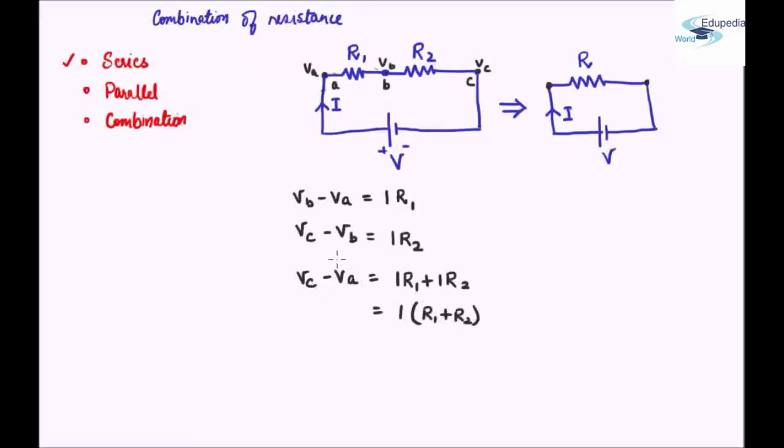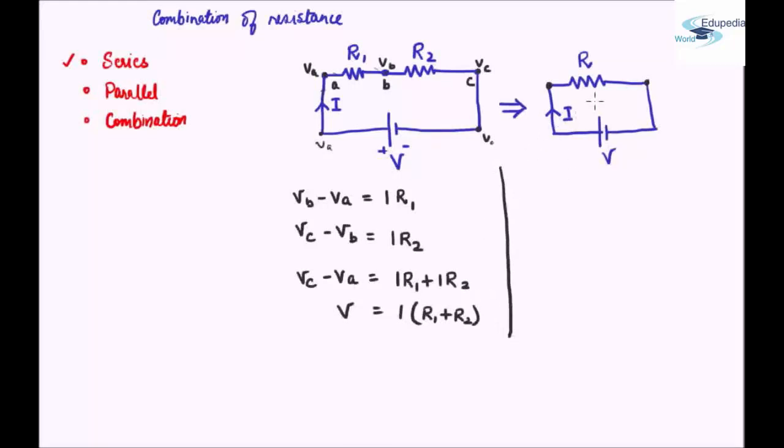Therefore this VC minus VA is I times R1 plus R2. And what is VC minus VA? VC minus VA can be basically written as this point minus this point. There is no resistance, so this point is VC and this point is VA, and this potential difference is nothing but the potential difference V, that is the battery terminal voltage. Okay, so this is our initial scenario.